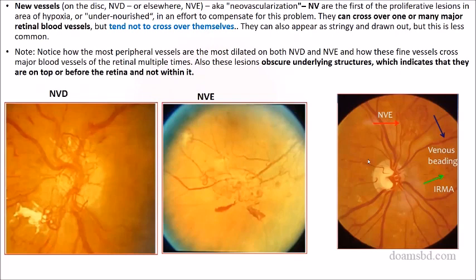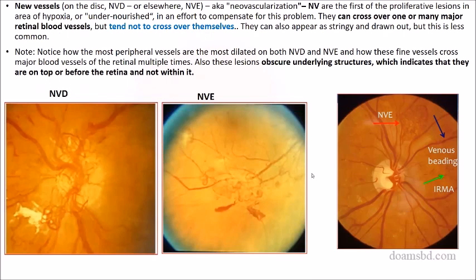Can you look please carefully? This is new vessels elsewhere. This is new vessels in the disc. So they are crossing the big vessels. But here, there are the new vessels, venous beading, and there is IRMA. This is a small area. This is the IRMA. This is venous beading. This is new vessels elsewhere. So this is also new vascularization.